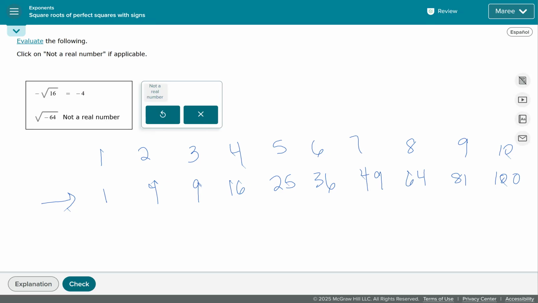If the negative sign is under the square root symbol, the radical sign, then it's not going to be a real number.